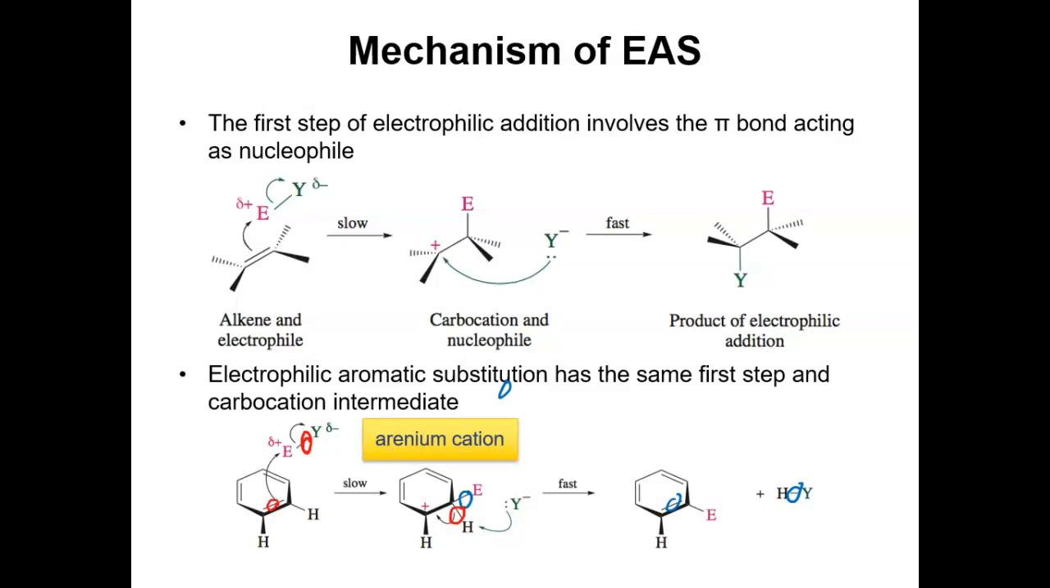This mechanism we call the addition-elimination mechanism. Why do we call it that? Because the first step is an addition reaction, where the electrophile adds to the carbon-carbon double bond. This is called addition, and this is called elimination. So this is called the addition-elimination mechanism.